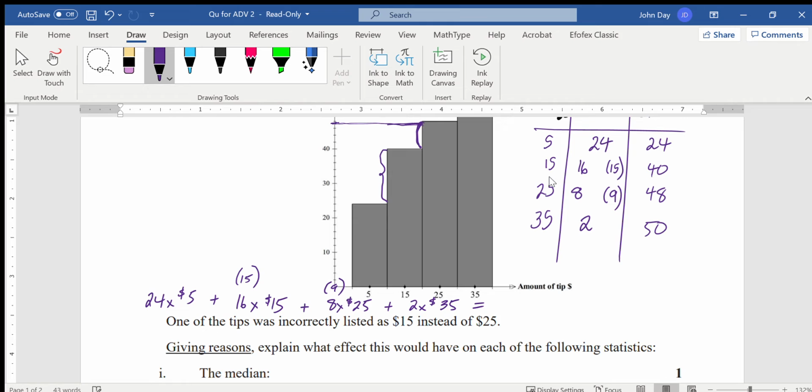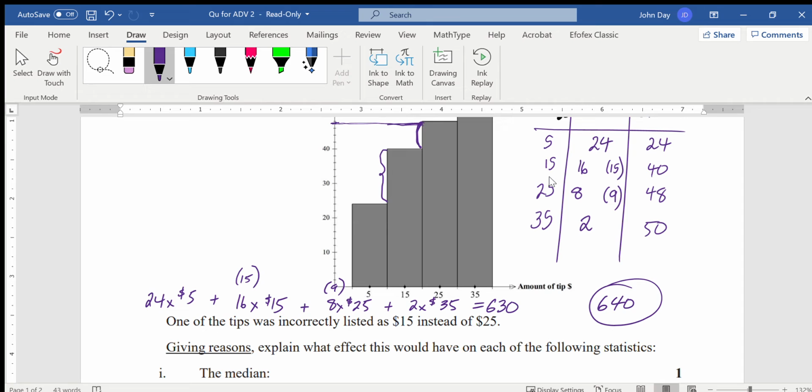So the total sum that you get, hold on, I've just got to grab a calculator to work that out. You'll get 5 lots of 24 plus 8 lots of 25 plus 16 lots of 15, I missed, plus 2 lots of 35. You'll get $630. So it's saying she got $630 in tips, but we know that she actually should have got $640 because one of the 25s was called 15, right? So she should have got $640 in tips. So there's a $10 difference.